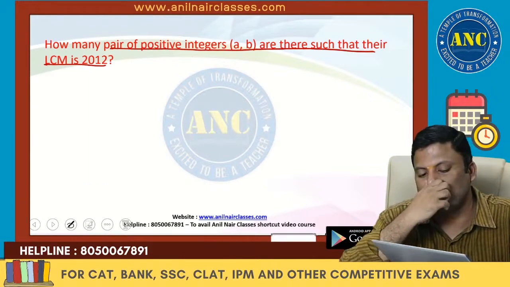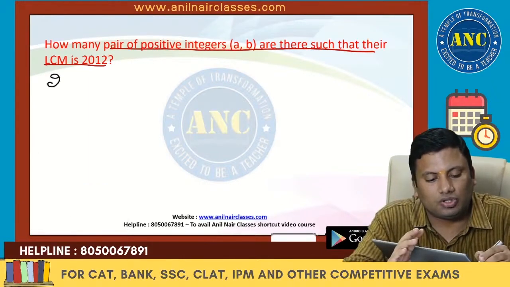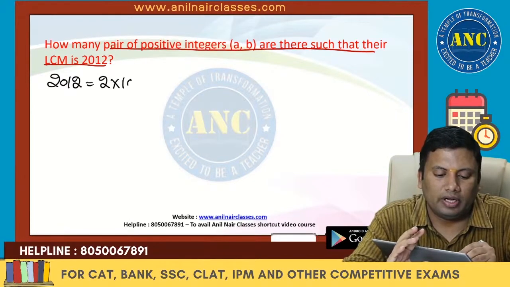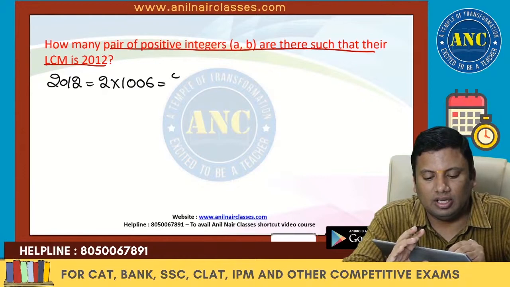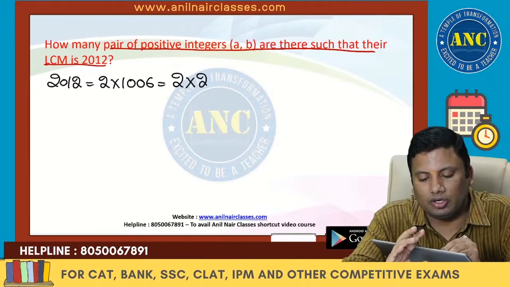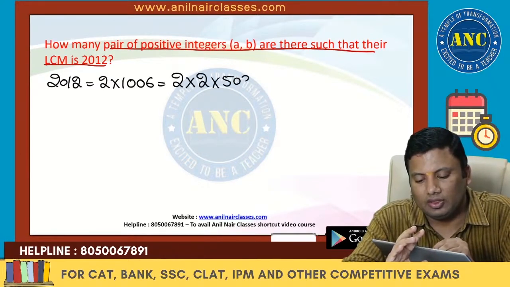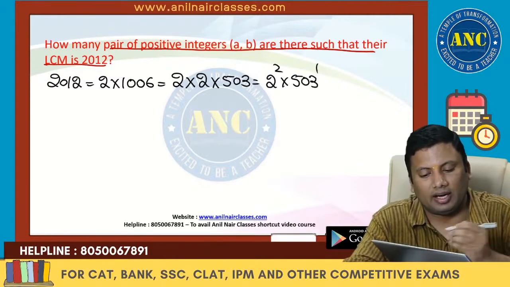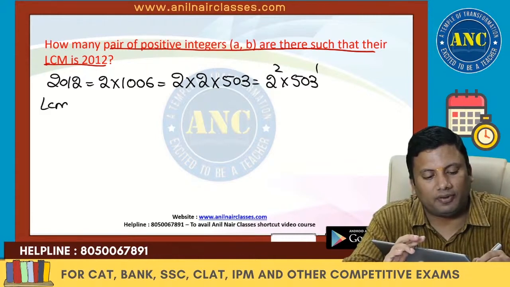Now, next one. How many pairs of positive integers are there such that the LCM is 2012? Now see, 2012 is nothing but 2 into 1006. This is nothing but 2 into 2 into 503. This is nothing but 2 square into 503. LCM of A comma B.